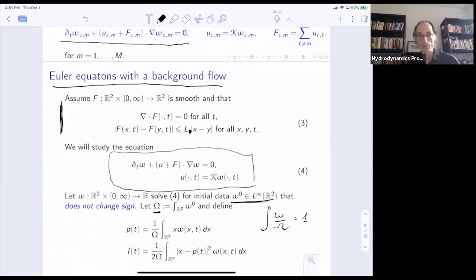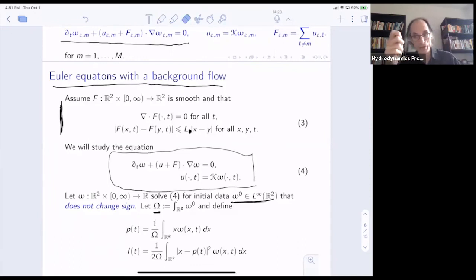If you like, it's a probability measure. And so in all these expressions, you see a little omega divided by capital omega, so I'm integrating with respect to a probability measure. Okay, and so then P of t is, if you like, the average position. This is the first moment of vorticity.